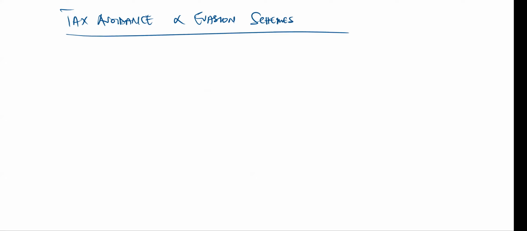So let's look at some tax avoidance and evasion schemes. This is where people play with the mind of the tax authority. First, let's look at tax avoidance and evasion schemes. I like to go with evasion first. Tax evasion schemes.